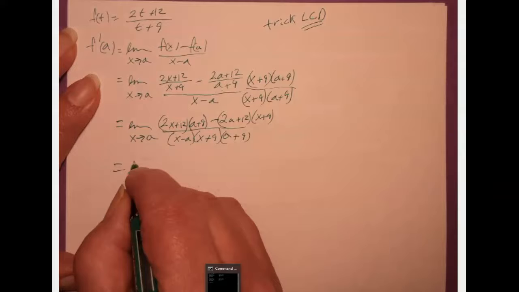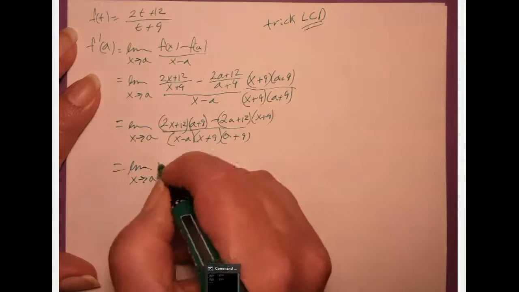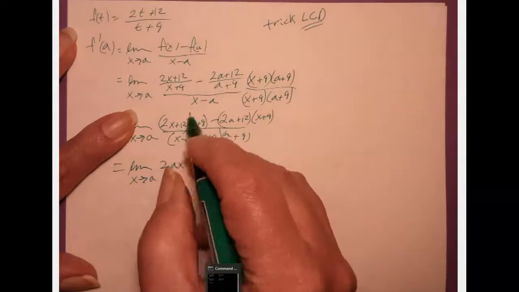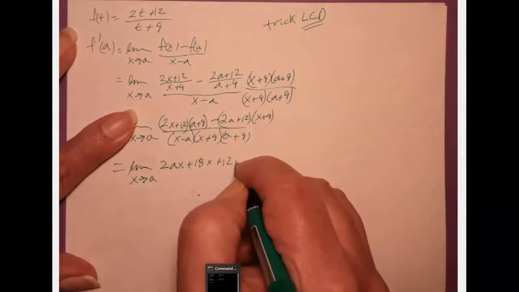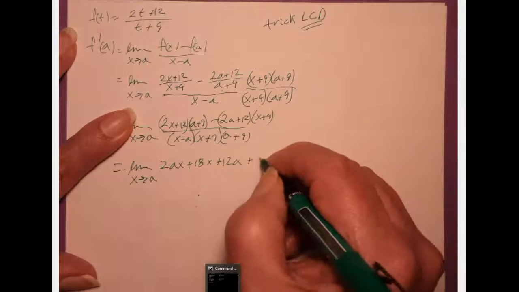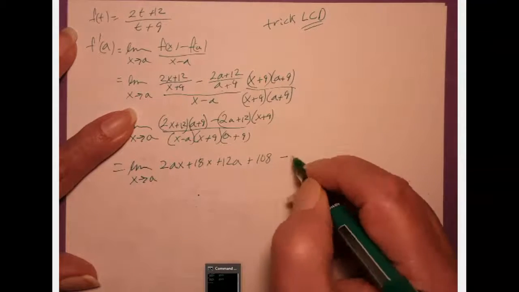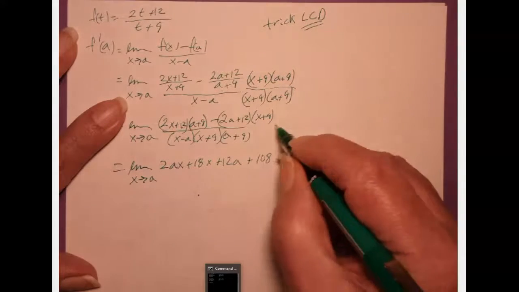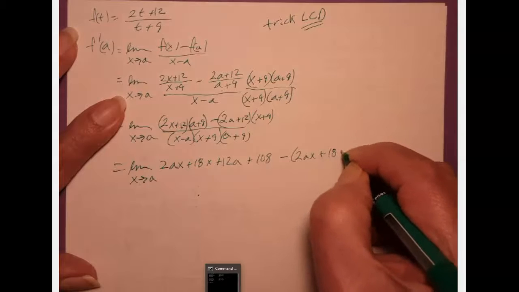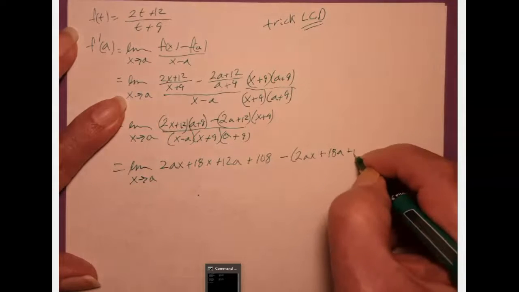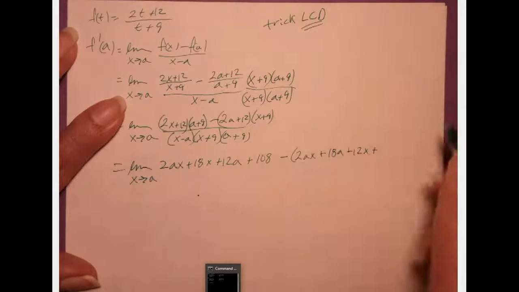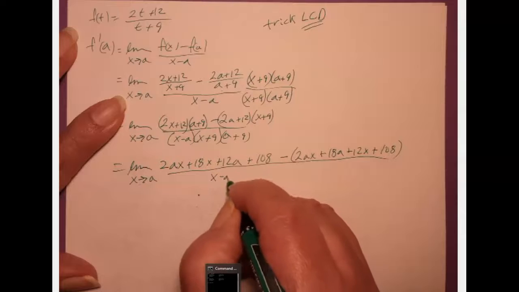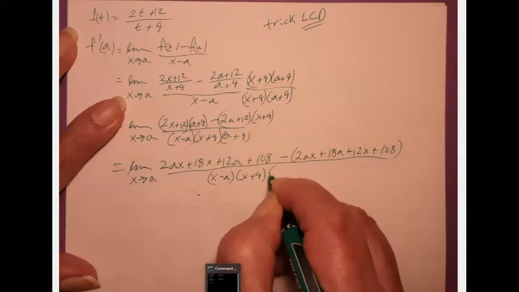So now I have to FOIL these out. The limit as x goes to a, and I have 2ax plus 2 times 9 is 18x plus, that's the inner, the outer is 12a, FOIL, remember, plus 9 times 12 is, I believe that's 108, minus, I need parentheses here, so we end up with 2ax plus 18a plus 12x plus 12 times 9 is 108, all over the denominator, x minus a times x plus 9 times a plus 9.